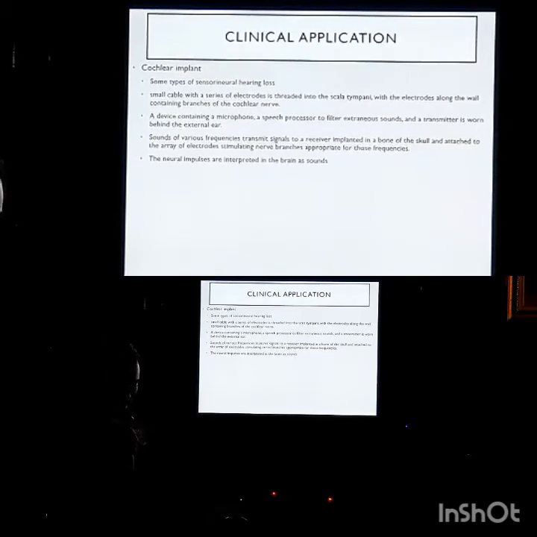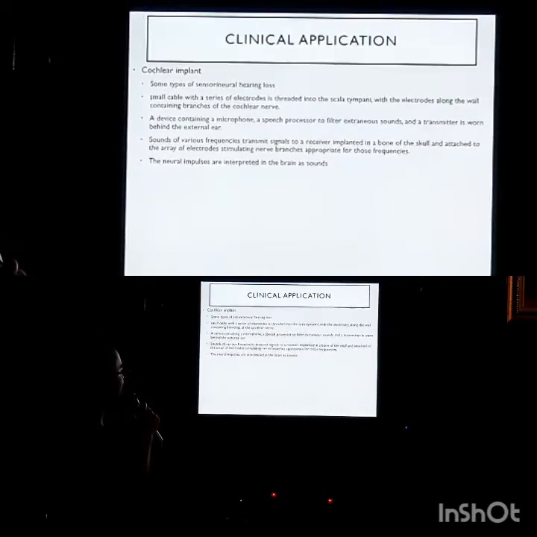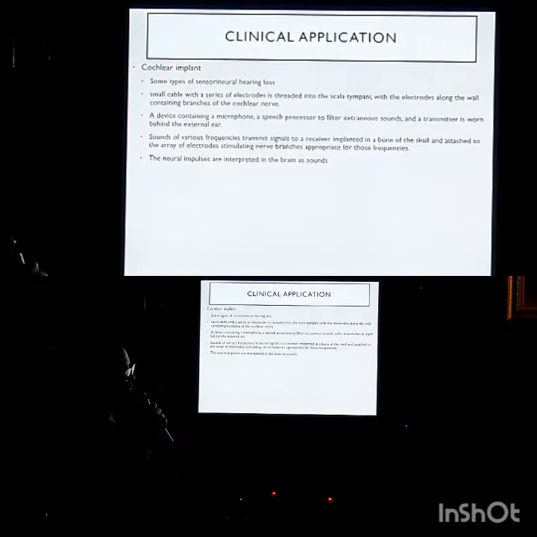It's kind of like a hearing aid, but it is more advanced, and it is also more expensive and more invasive, but it is also better in the sense that small cables with a series of electrodes, usually around 12 electrodes, are threaded into the scala tympani along the wall containing the branches of the cochlear nerve. Where is it found? In the spiral ganglion. Okay.